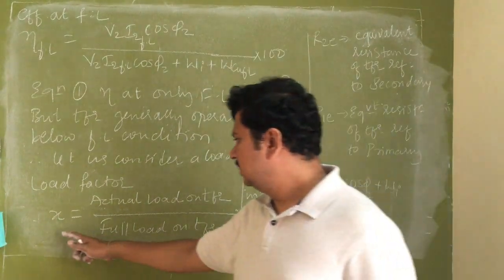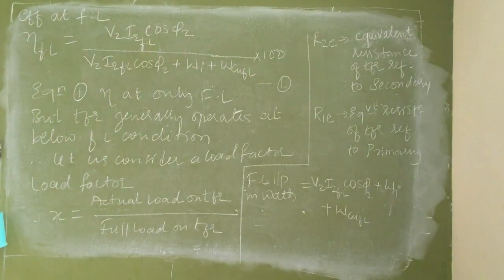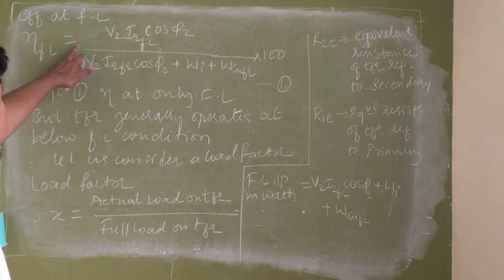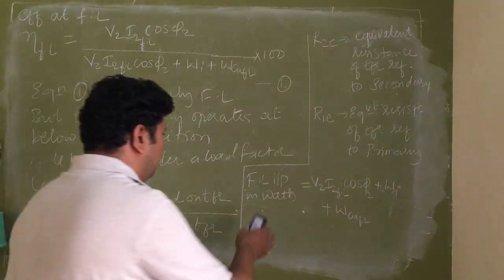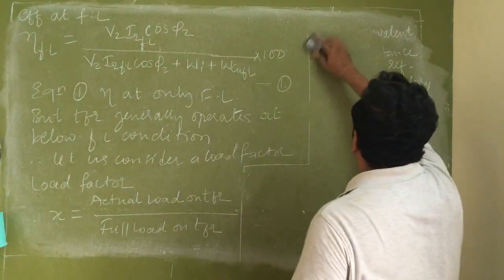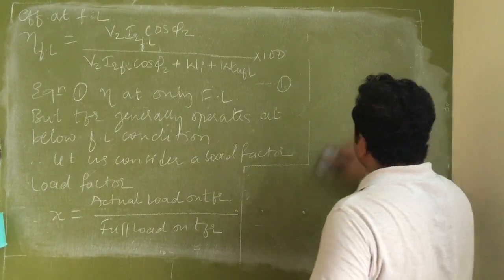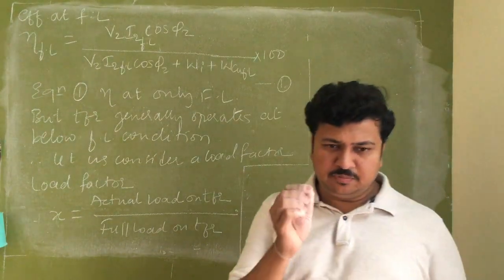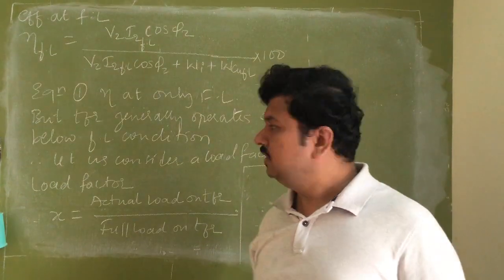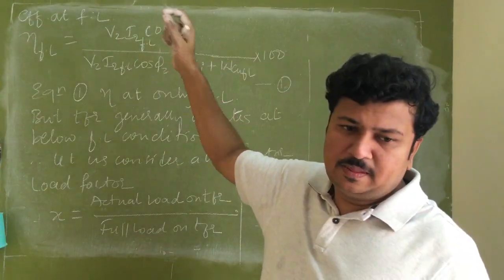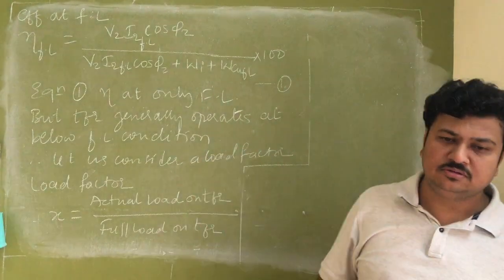Now this X is actual load on transformer divided by full load on transformer. Now where to introduce this? I simply cannot multiply this X to this equation and say efficiency at any load. No, that is not the concept. So to introduce this load factor, I should first know what is that quantity which changes with load. In this equation of efficiency, what is that quantity which changes with the load?